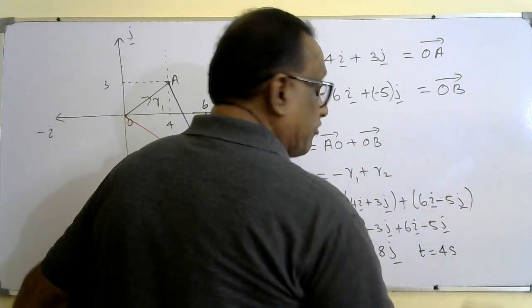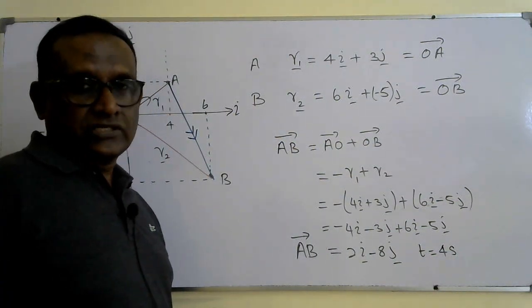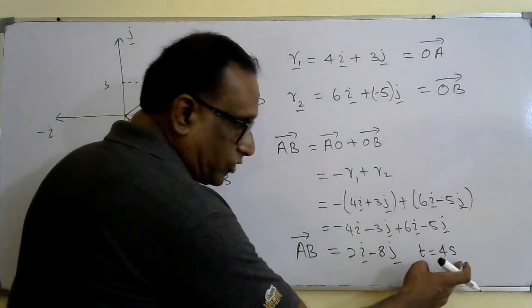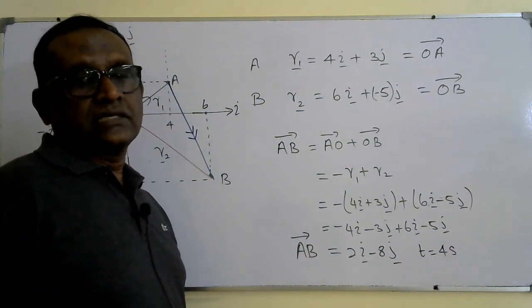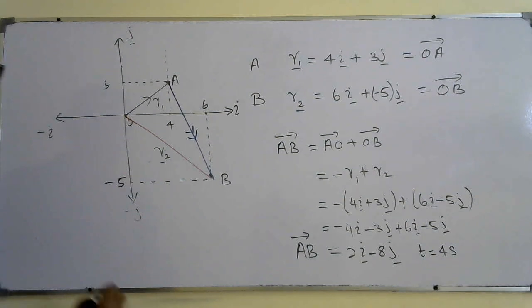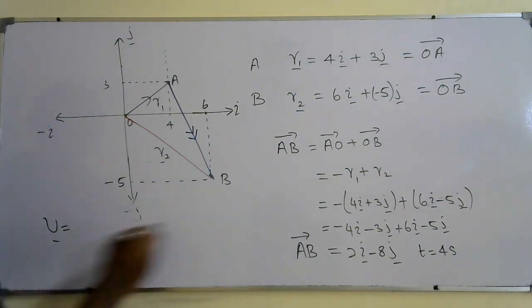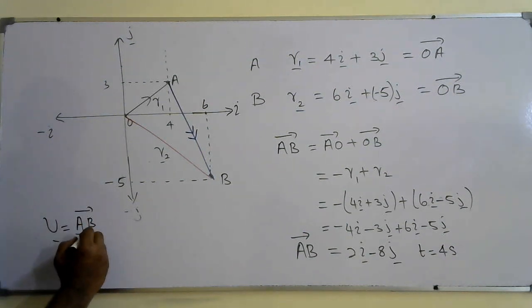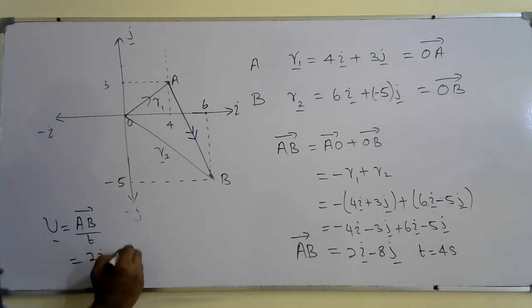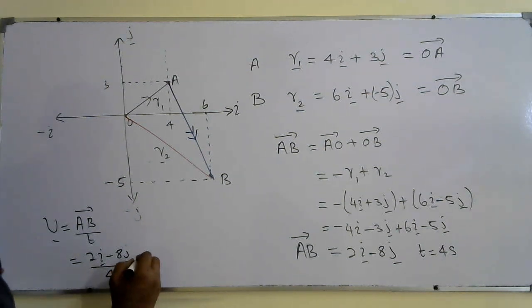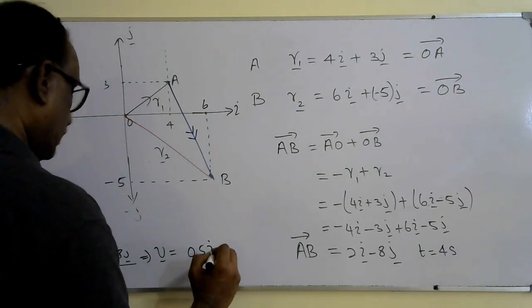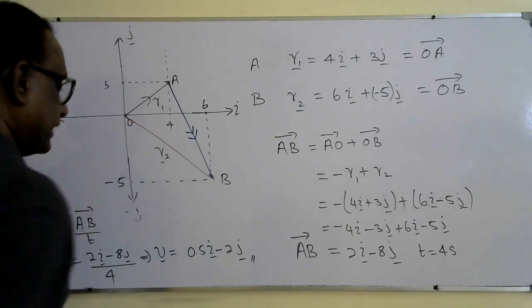So they can next ask, find the velocity vector. So they are saying it's moving at constant velocity. So displacement vector is 2i minus 8j. Time taken to move from A to B is 4 seconds. So what's the velocity vector they can ask? So velocity vector we can find by dividing displacement over time. So velocity vector is the displacement vector, 2i minus 8j, divided by the time, 4 seconds. So you will get velocity vector 0.5i minus 2j. This is the velocity vector.